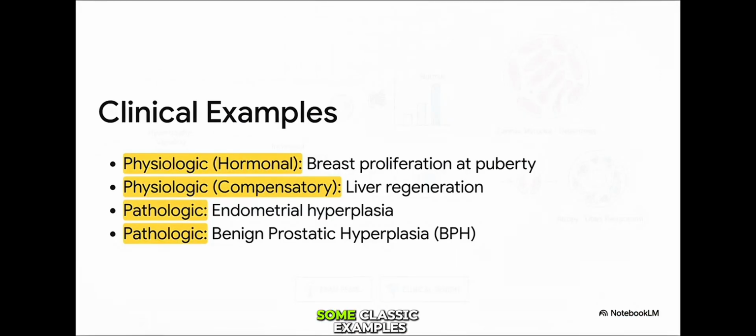Let's run through some classic examples you'll definitely encounter. For a physiologic hormonal response, think about the glandular tissue in the female breast multiplying at puberty. For a compensatory one, you can't beat the liver's incredible ability to grow back after a piece of it is removed. And for pathologic examples, endometrial hyperplasia from too much estrogen is a big one, as is the super common benign prostatic hyperplasia, or BPH.